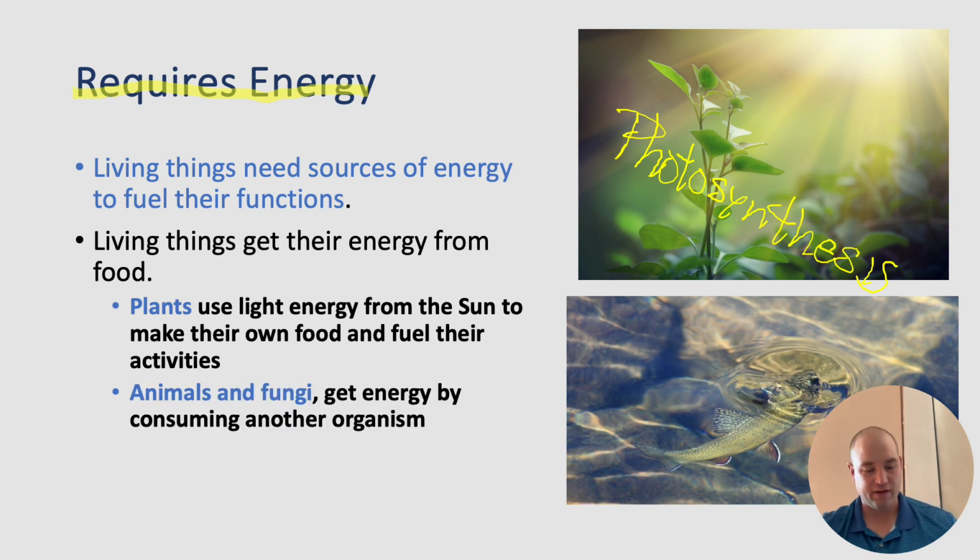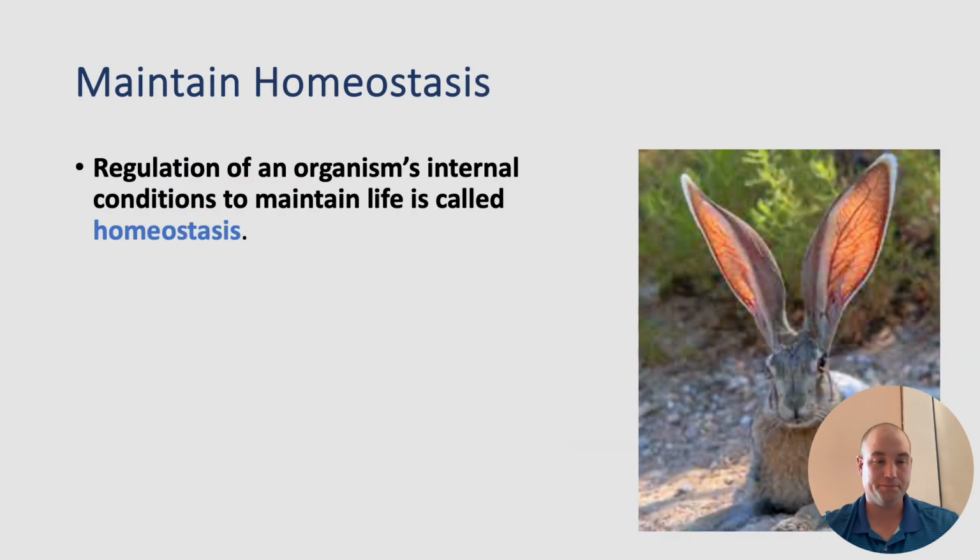Now, animals and fungi get their food by consuming other organisms, which is why we call them heterotrophs. Okay? Heterotrophs just simply means they need to eat something different and they can't make their own food. Okay? Now, the next one we have would be homeostasis.